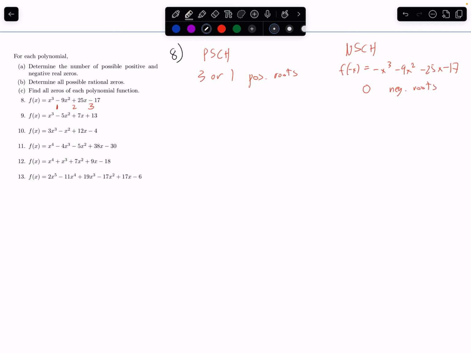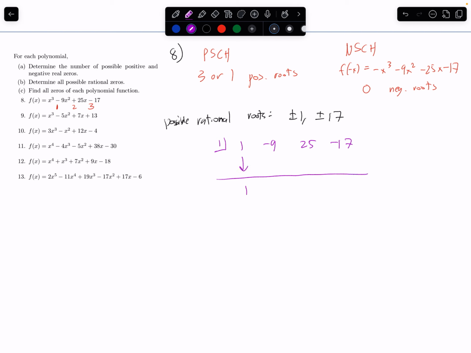That means let's go to part B now. What are the possible rational roots? So P should divide 17, Q should divide 1. That means possible rational roots are going to be plus or minus 1 and plus or minus 17. Now, I'm going to just hope that's 1. I know it's not going to be negative 1 because there's no negative roots. So check for 1. The coefficients were 1, negative 9, 25, and negative 17. And by inspection, it looks like that is going to work.